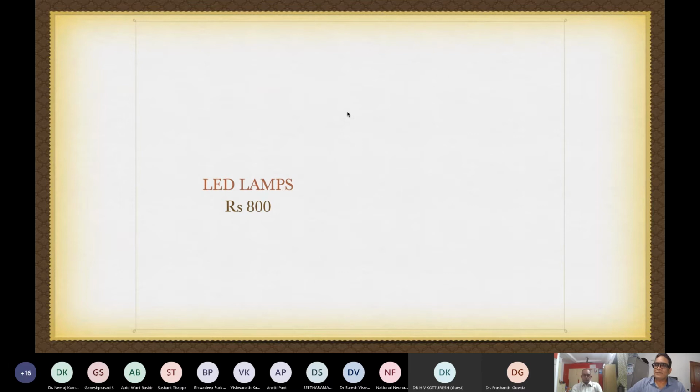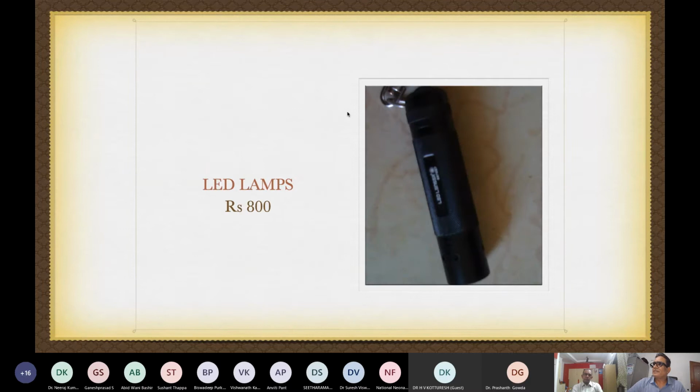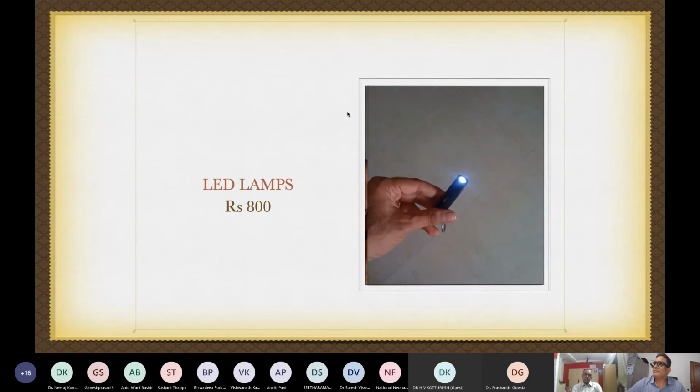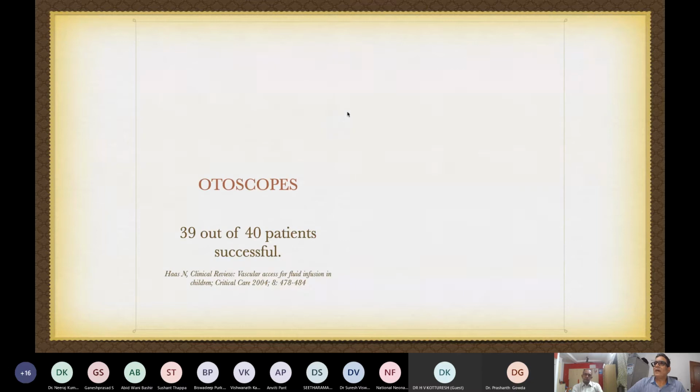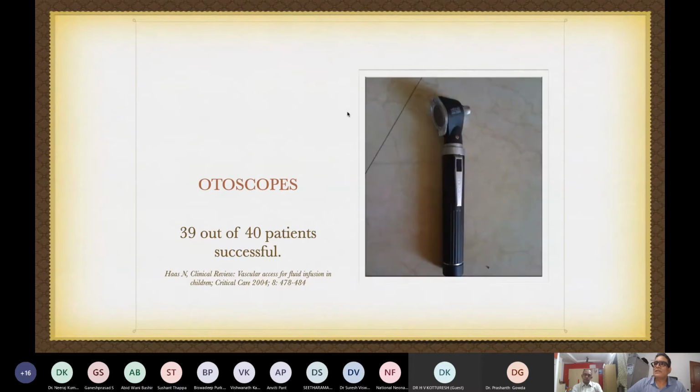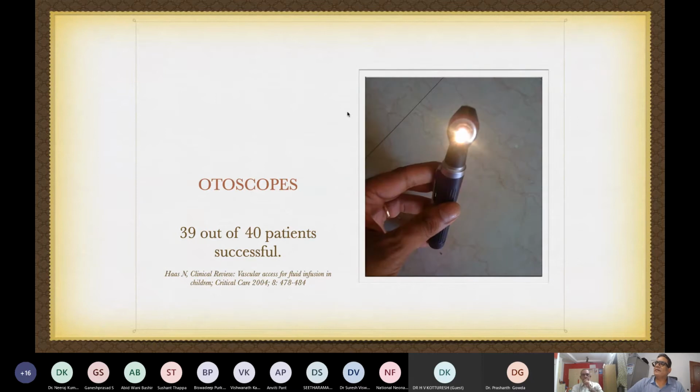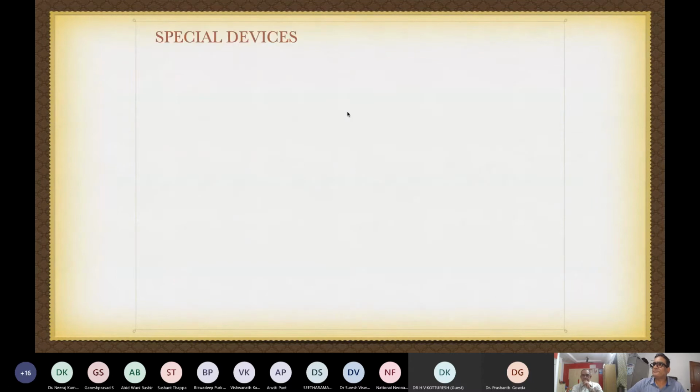Nowadays you get LED lamps for 800 rupees, and simple lights like this does the purpose, right? It's bright enough, and for neonatal veins you can easily see. And some clinicians have used otoscopes, and even there is a study published in 2004 where they have used otoscopes, and they found that 39 out of 40 patients, they were successful in visualizing the vein and cannulating accurately.